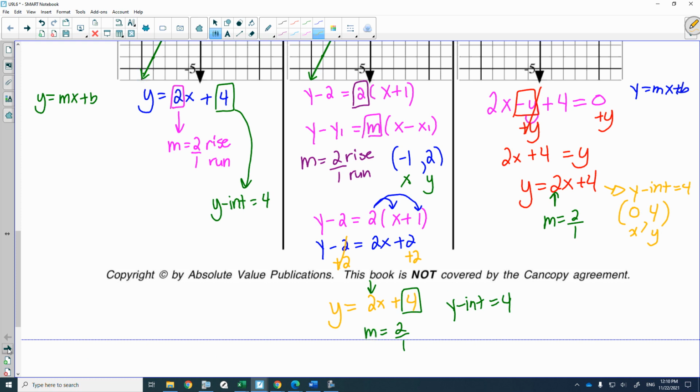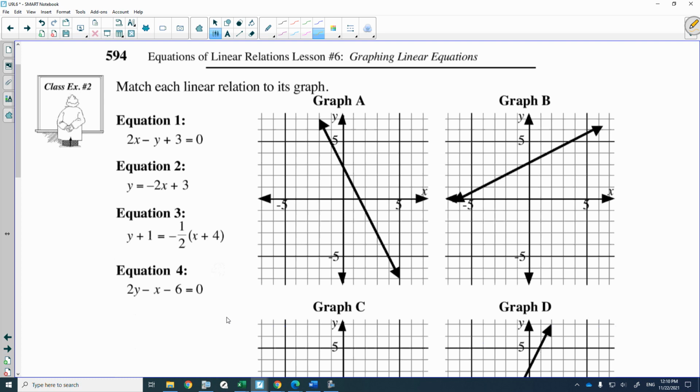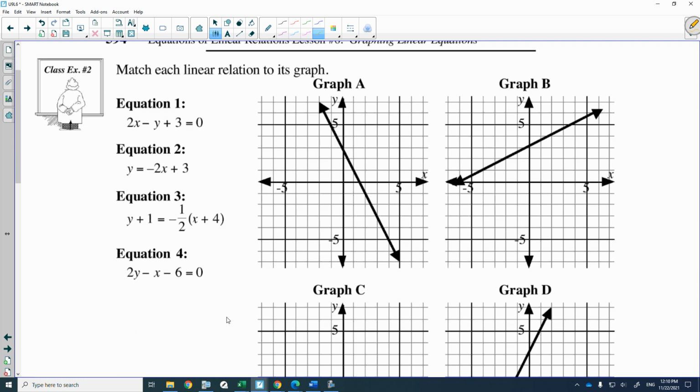Flip your page. This is a classic exam question. It's going to get you to match. So it gives four different graphs, and we're going to match it with four different equations.